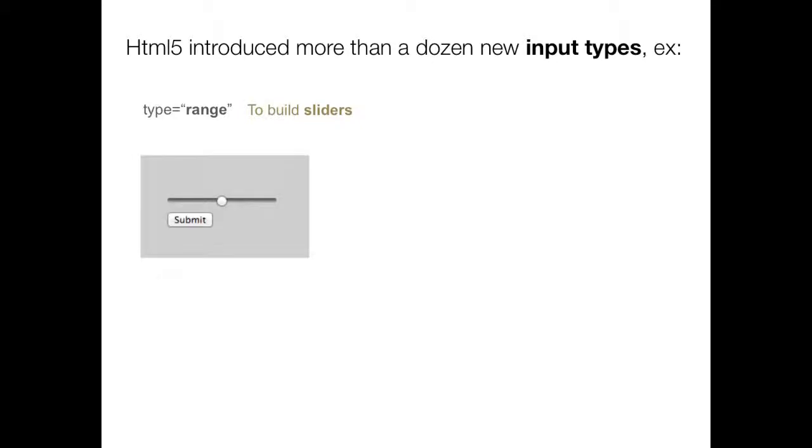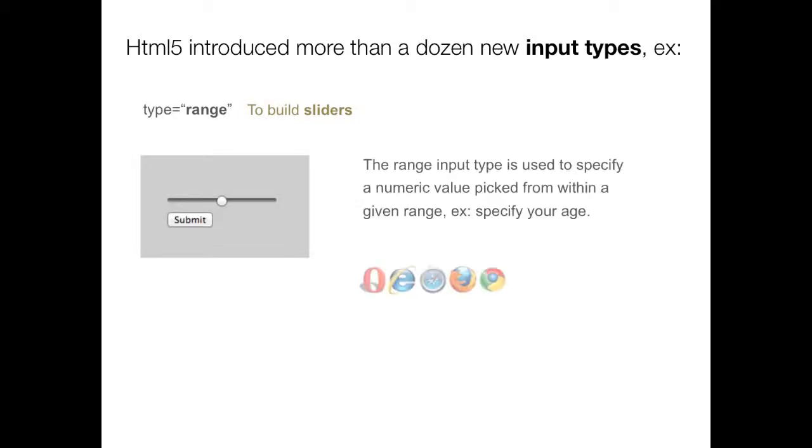HTML5 introduced more than a dozen new input types, such as type range. Type range is used to build sliders, like this one for example. And the range input type is used to specify a numeric value picked from within a given range. For example, specify your age. What is your age? It works on all browsers.